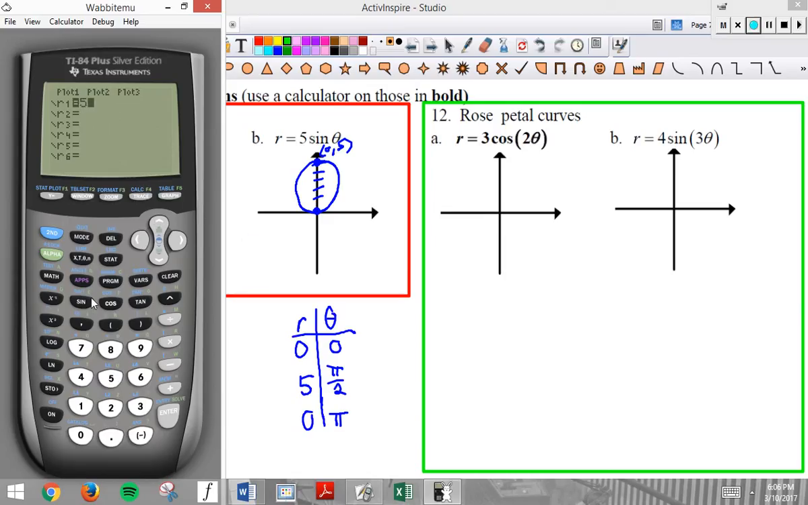Anyway, really quick. 5, sine, theta, boom. Looks more like a circle. Not really like mine. I don't care. That's fine, guys. Don't stress out about it.